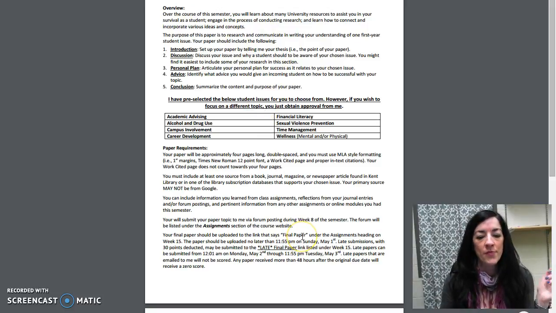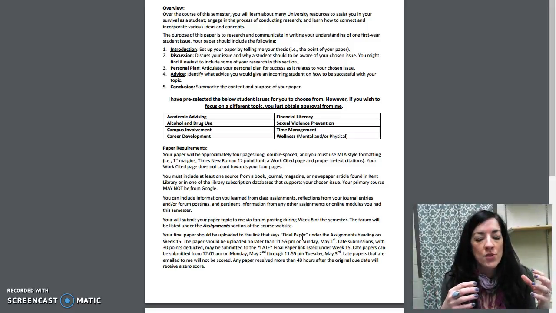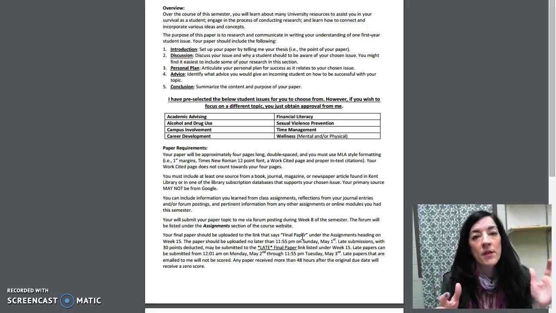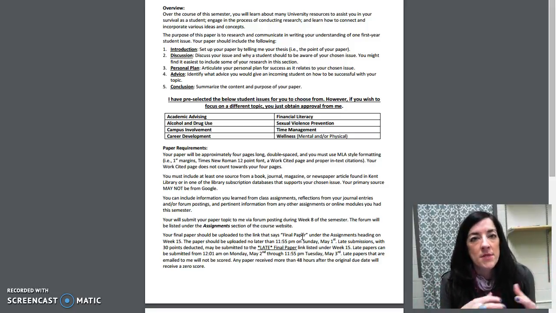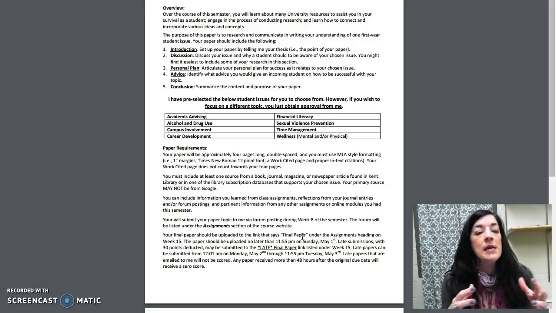here with the overview. So really the purpose of this particular research paper is for you to think about some of the different things that you've learned over the course of the semester, to conduct appropriate academic research, and to really figure out how to integrate and incorporate those ideas and concepts into a final paper. So over the course of the semester, you're going to be hearing about lots of different university resources, and some of those things might be applicable to your final paper.